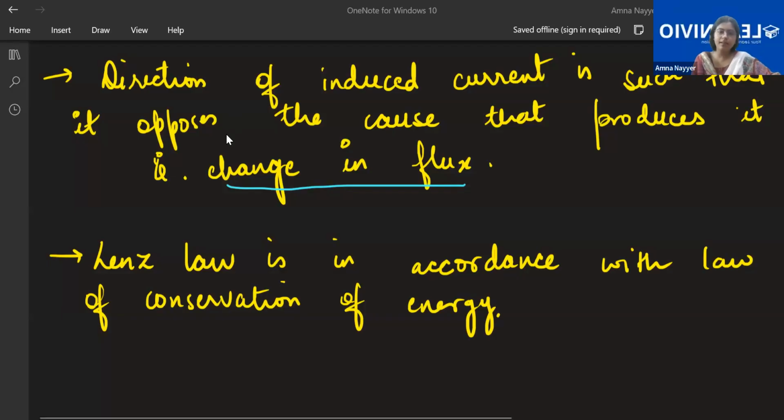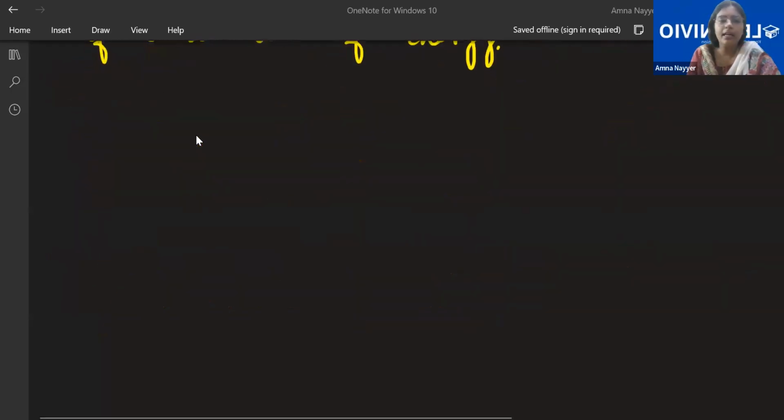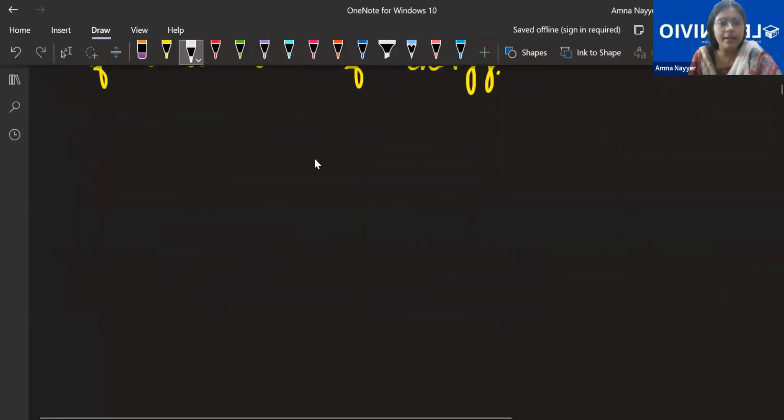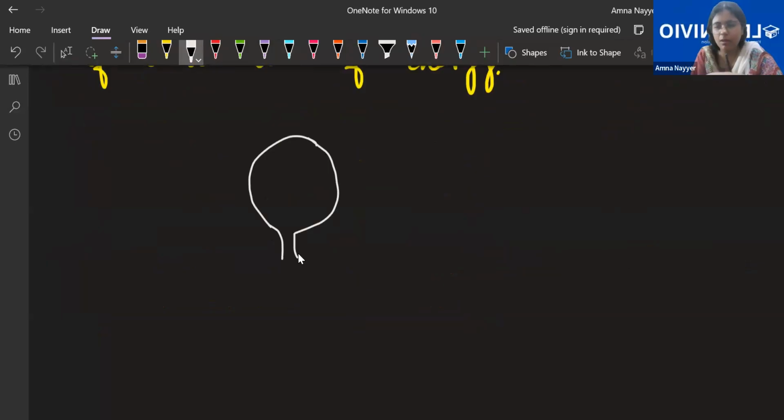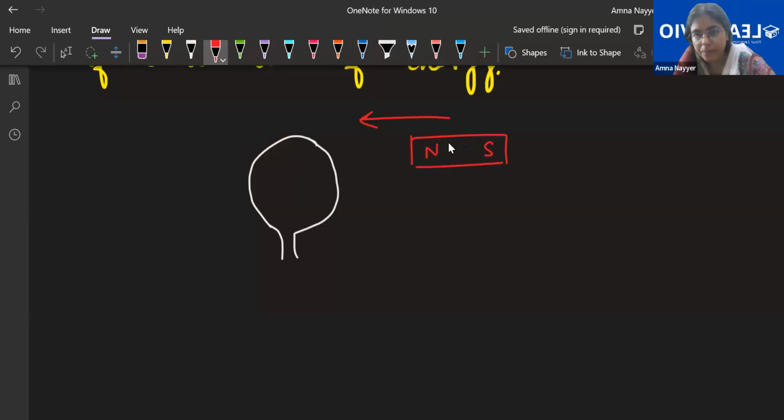Okay. See, I'll give you examples and you'll understand what is basically meant by this. Let me give you an example. Let's say there is a coil. There's a circular coil with the whole apparatus. I'm just drawing this part. Let's say a bar magnet with north polarity is approaching like this. Okay. Now, the magnet is coming closer to the coil.